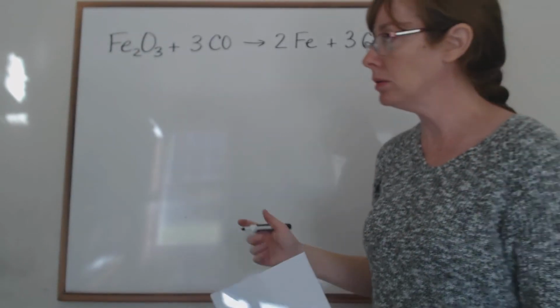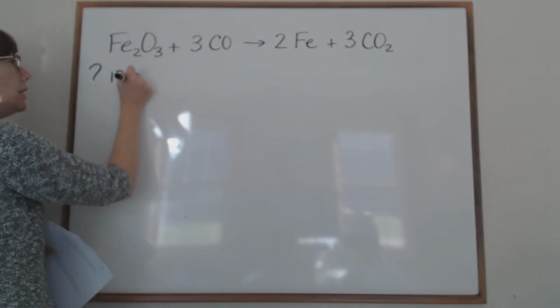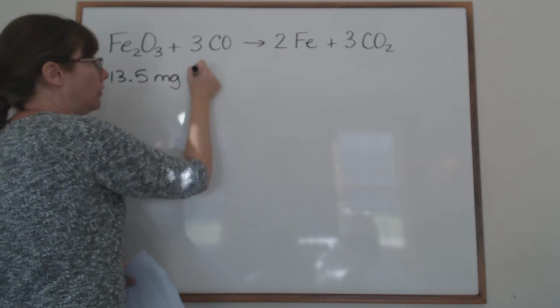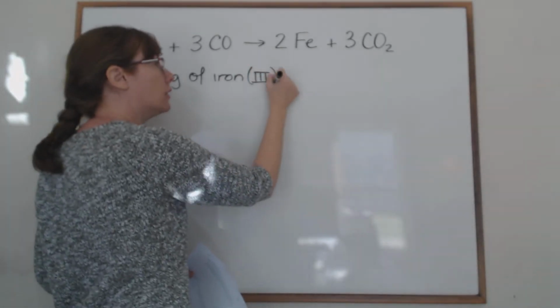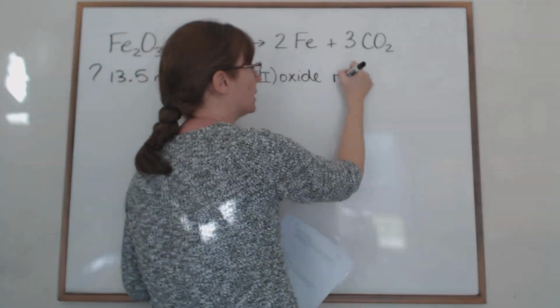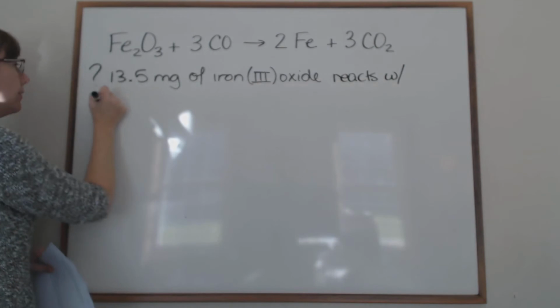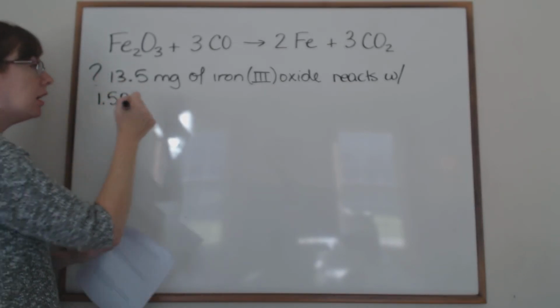All right, so let's go ahead and put a practice question down. It says 13.5 milligrams. Let's use the name, iron 3 oxide reacts with 1.50 grams of carbon monoxide.